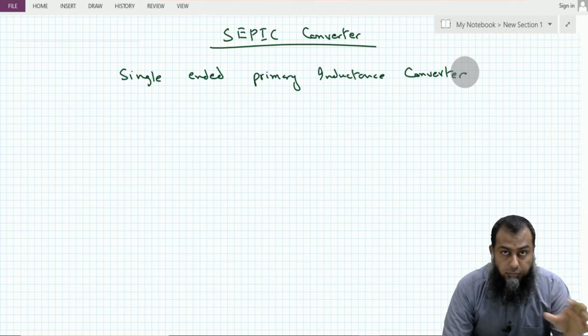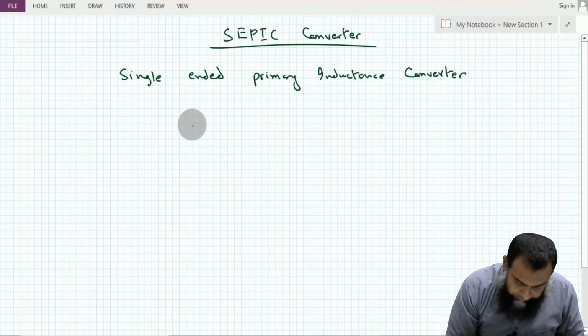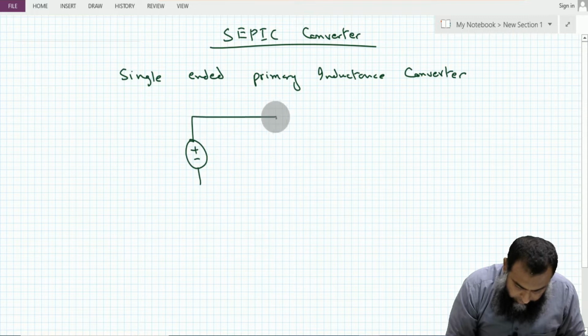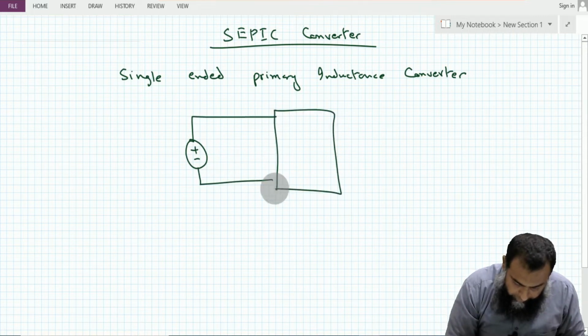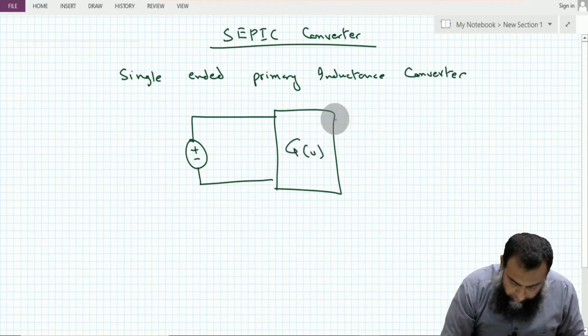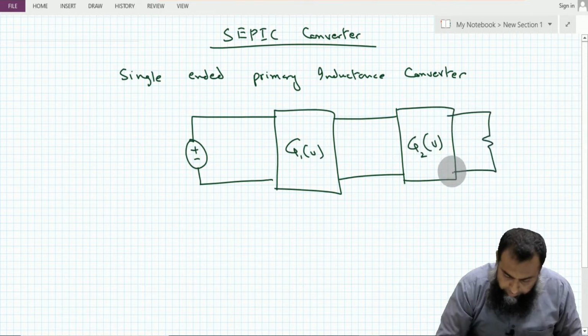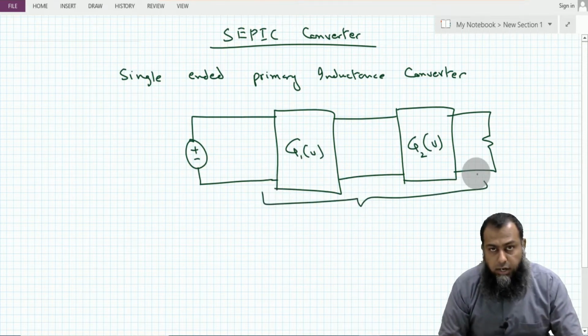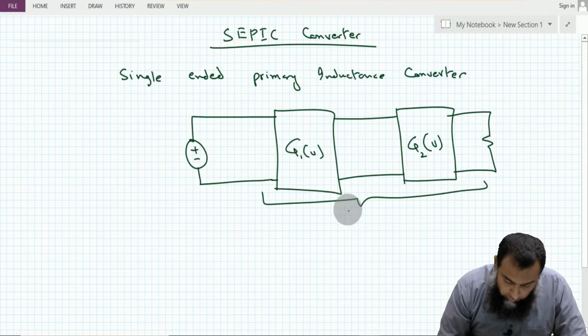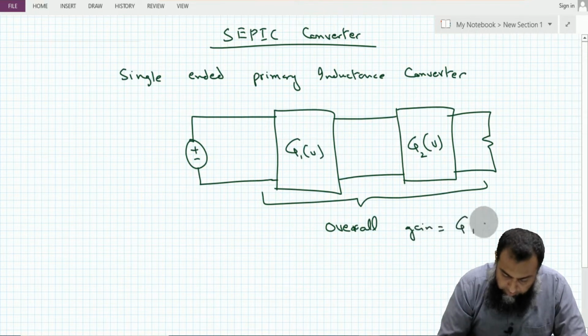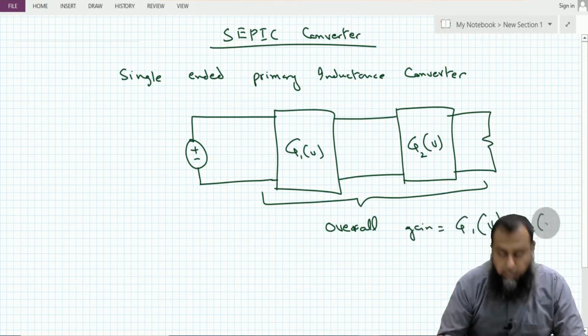So if we cascade the two converters such that we have an input here, and there is the first converter with some gain G1, and we cascade another converter here with gain G2, then on the output side, the overall gain of these two converters which are connected in cascade is a multiplication of the gain of the first converter and the gain of the second converter.